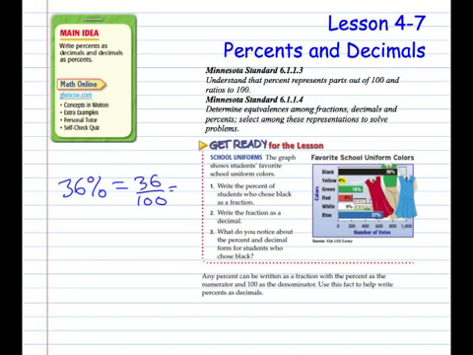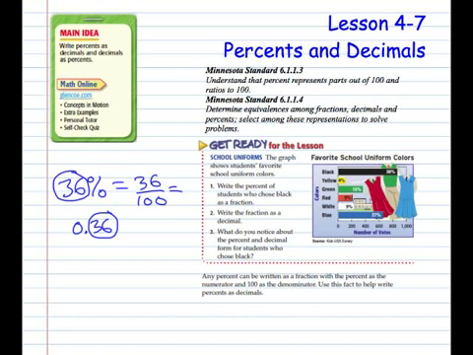As a decimal, that would then be 0.36. Knowing place value, and that you write 36 hundredths like that. What do you notice about the percent and the decimal form? Well, the percent form and the decimal form both have some version of 36 in them.